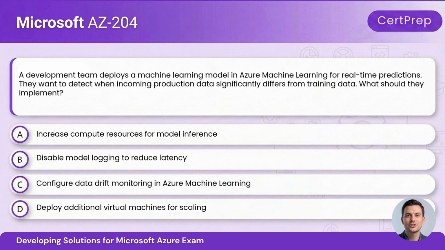Option A. Increase compute resources for model inference. Option B. Disable model logging to reduce latency. Option C. Configure data drift monitoring in Azure Machine Learning. Option D. Deploy additional virtual machines for scaling.